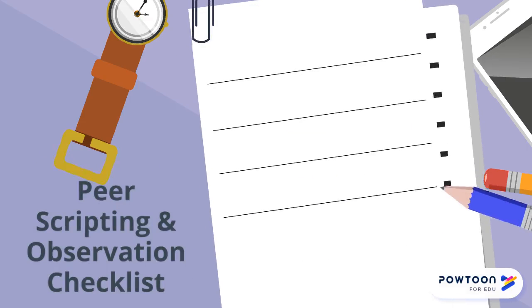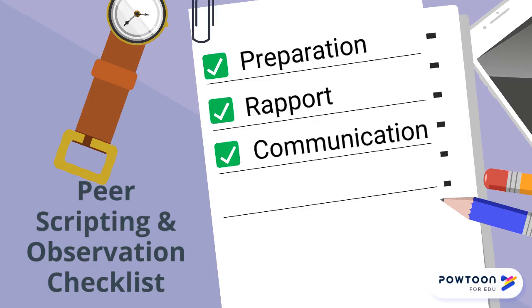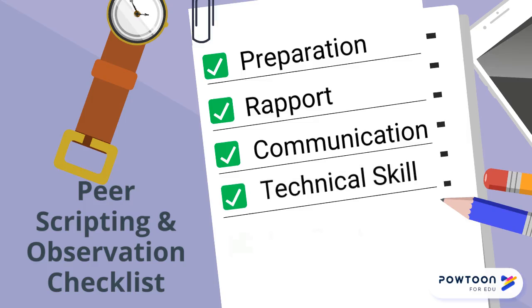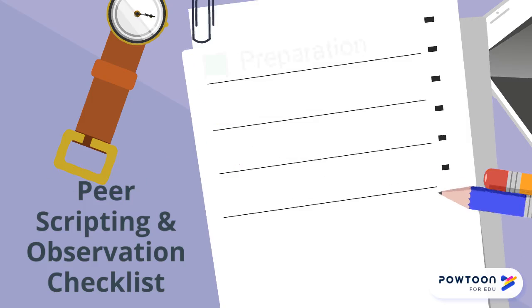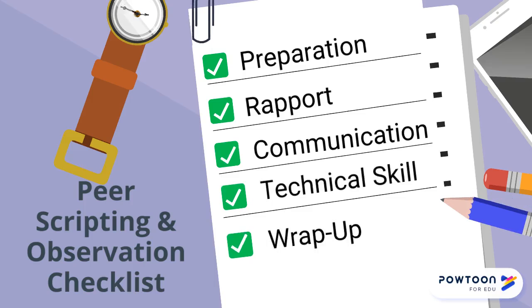The checklist cues the student to comment on their partner's preparation for the encounter, the way they establish rapport, how they use listening and questioning to gather information, how they perform objective procedures, and how they wrap up the encounter. Your students might find this checklist or one of your own making useful in guiding their scripting and feedback when they're observing each other. Take a moment to pause the video, open and review the checklist in your module, and think about how you might apply this idea with your own students.